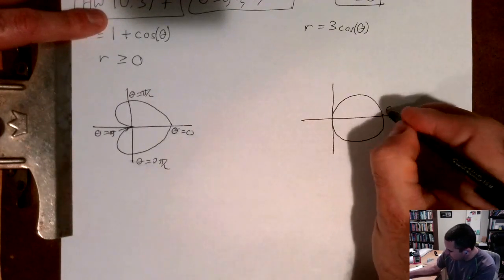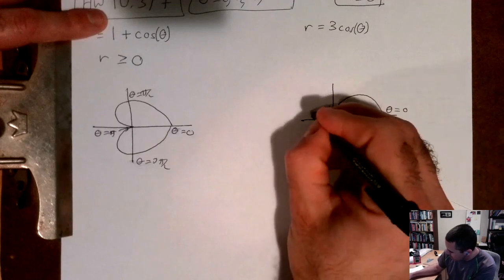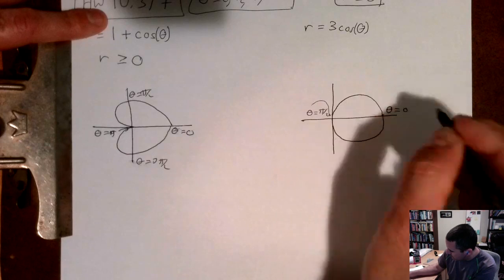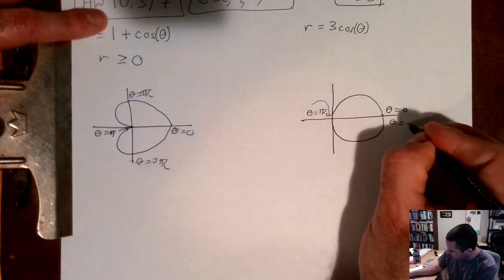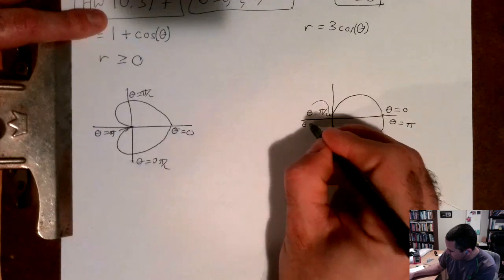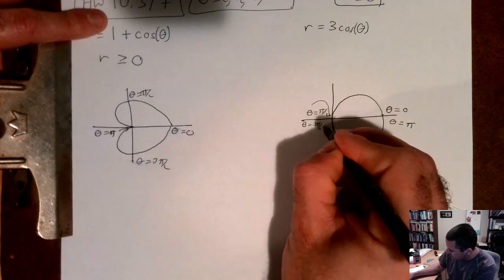But it has this weird behavior that this is 0. This is actually pi over 2 when it gets here. And then this is pi because you end up getting a negative. And then this would be 3 pi over 2. So that's kind of unusual.